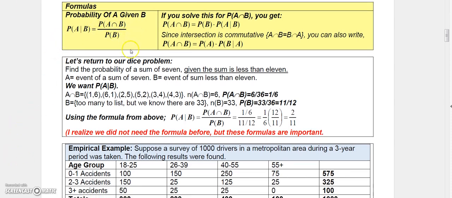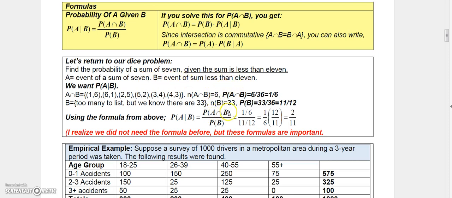Alright, so let's return to our dice problem. Find the probability of a sum of 7 given the sum is less than 11. Well, let's say A is the event of a sum of 7 and B is the event of a sum less than 11. We want the probability of A given B. Well, the probability of A given B is the probability of A intersect B over the probability of B. Well, A intersect B would be all of those that are a sum of 7 that are less than 11.